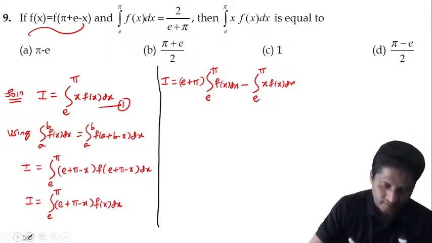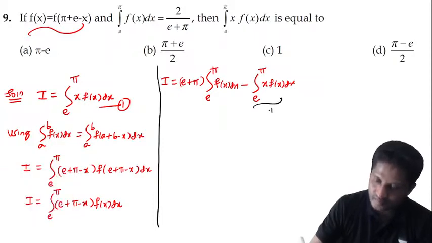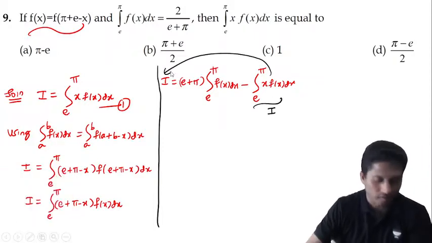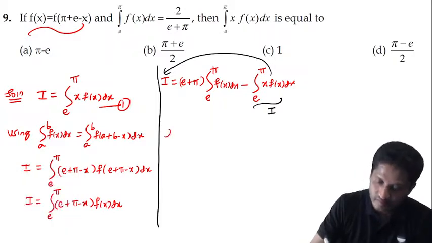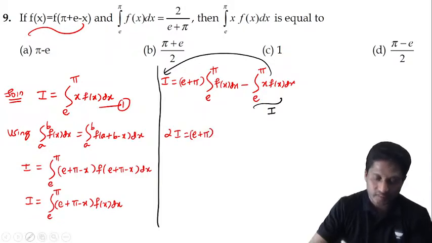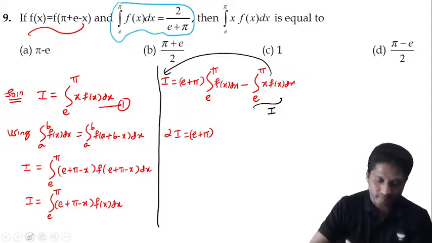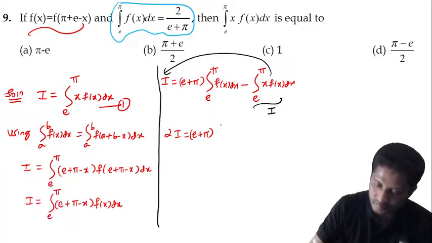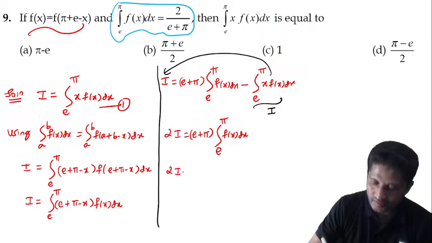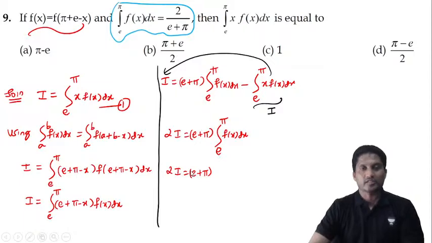Right, this fellow is the same as I. So shifting to the left side, it is 2I. 2I is equal to e plus pi. Now according to the problem, the integral of e to pi f of x dx is 2 by e plus pi. So 2I is equal to e plus pi.